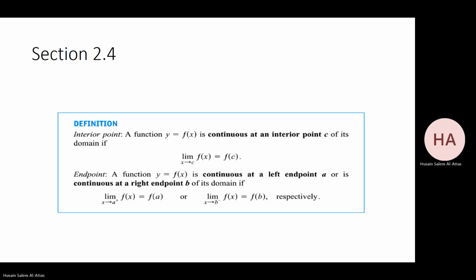We say a function is continuous at an interior point C if this condition is satisfied: the limit as x goes to C is equal to f of C. Also, we say continuous at the left endpoint or at the right endpoint if you have A and B. For the left endpoint, I need continuity from the right: the limit as x goes to A plus of f of x is equal to f of A. And for B, I need to do it from the left, x goes to B from the left.